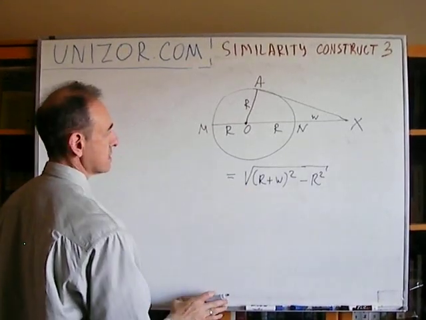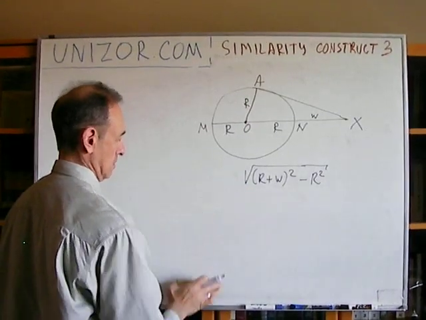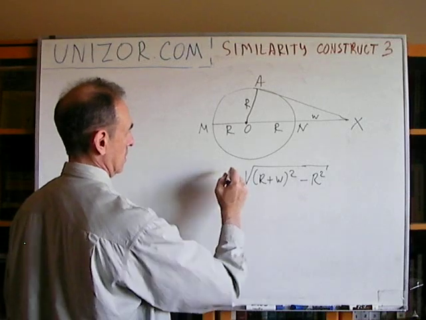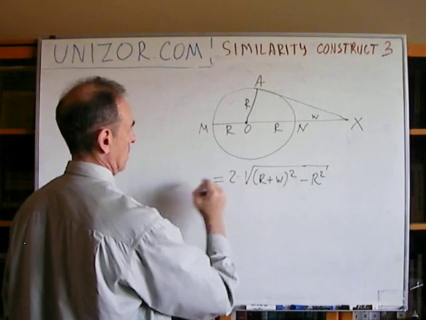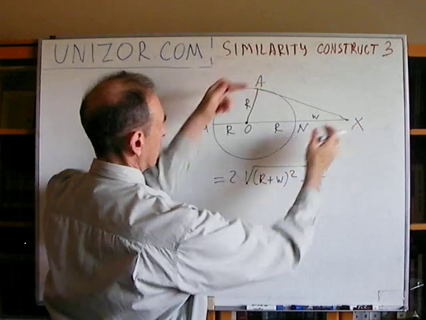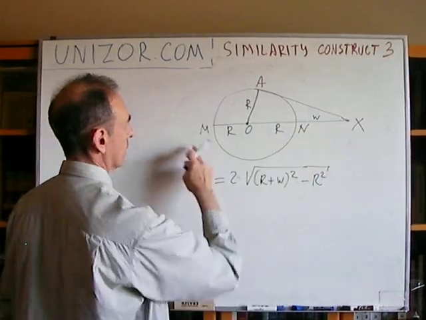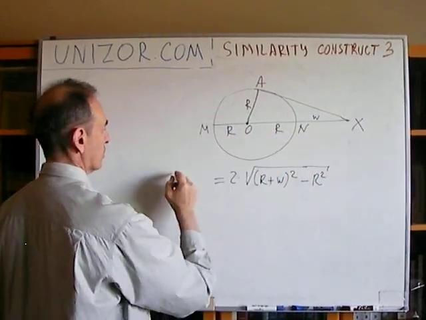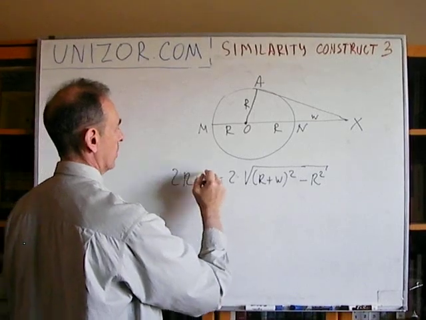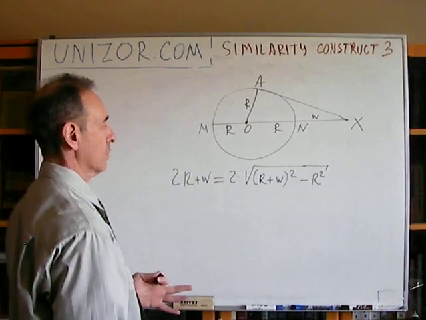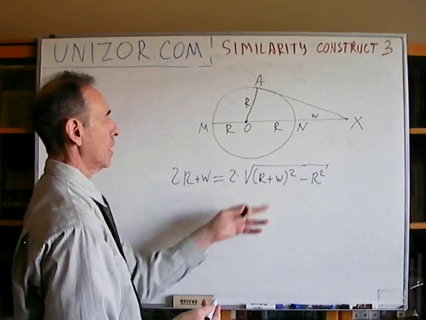It should be twice as big, right? Because we double it and it should be equal to this one, and this one is R plus W, so it's 2R plus W. So this is an equation which we can use to find our W.